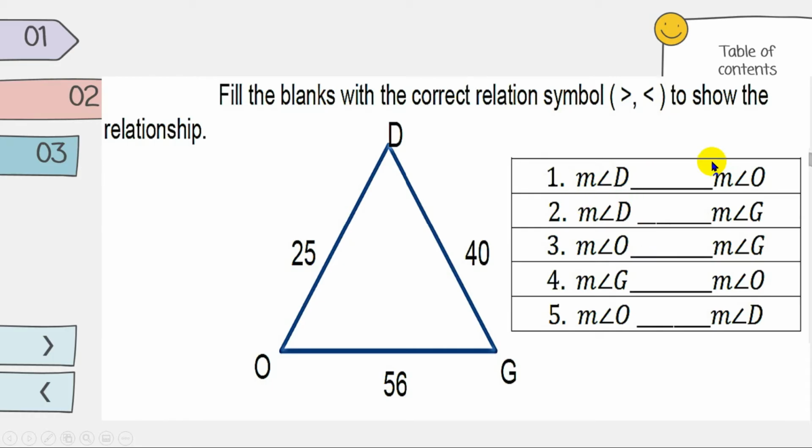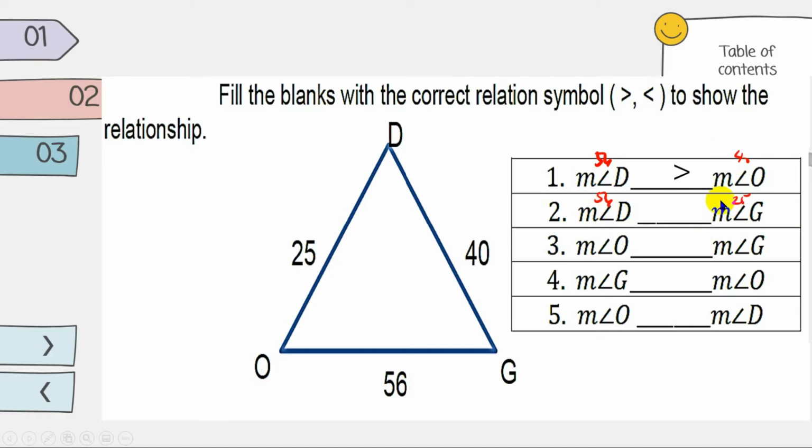So, measure angle D, ang side opposite to D ay may measurement na 56. Diba? Then, measure angle O, ano ba ang side opposite to angle O? May measurement siya na 40. So, 56 and 40 yung i-compare natin, kaya po, ang magiging relation symbol dito or inequality symbol ay greater than. Next, measure angle D pa rin, 56. Then, measure angle G, ang opposite na side ay yung 25. Again, itong measurements na ito ay hindi po measurement angle. Ito po ay measurement ng sides opposite to them. Okay?